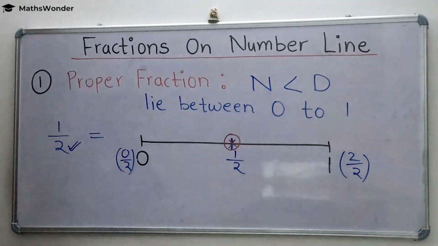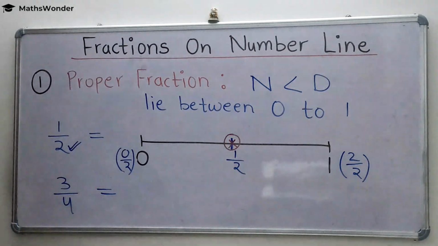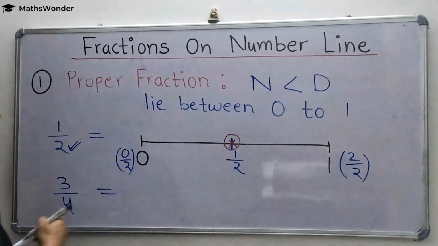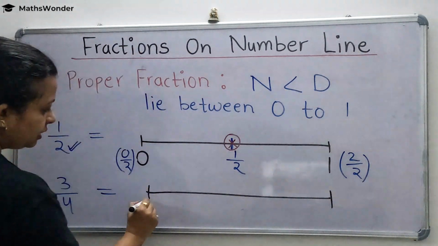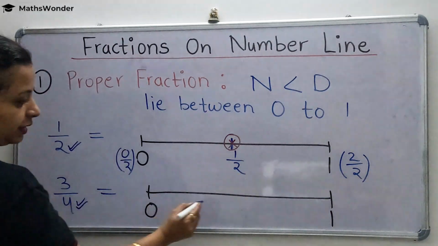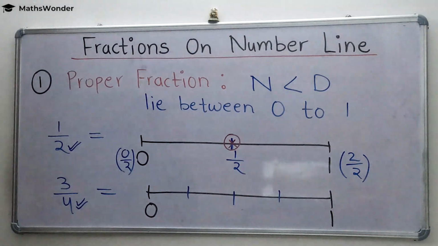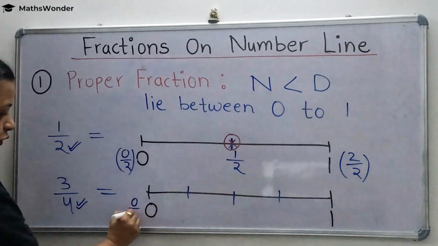I am giving one more example. Suppose your question is 3 over 4. This is also a proper fraction. Then proper fraction always lie between 0 to 1. So draw 0 and 1. Now because denominator is 4 and you know it, divide the number line into equal parts. Denominator is 4, so you will make 4 equal parts.